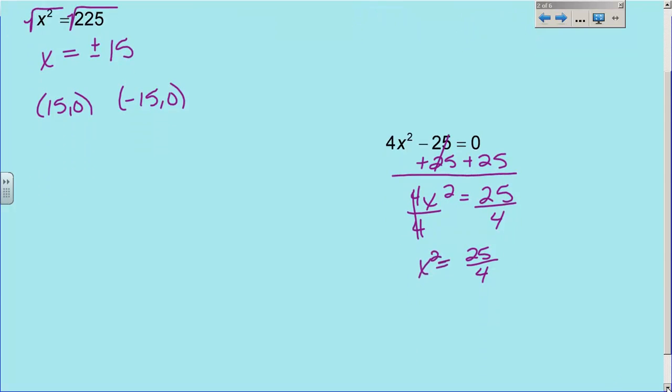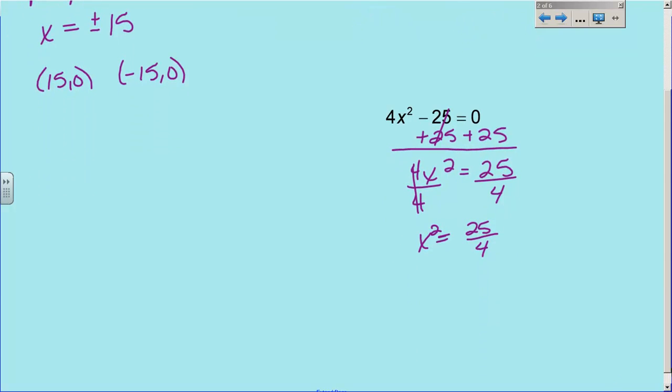Now think about the numbers 25 and 4. What makes those two numbers special? Well, what makes those two numbers special is that they are both perfect squares. So if I take the square root right now with it as is, it'll make this much simpler. So again, the square root of x squared is x. And if I take the square root of this fraction, I got to take the square root of the denominator and the square root of the numerator. I got to do them both. So the square root of 25 is 5, and the square root of 4 is 2. And so my x equals plus or minus 5 over 2.